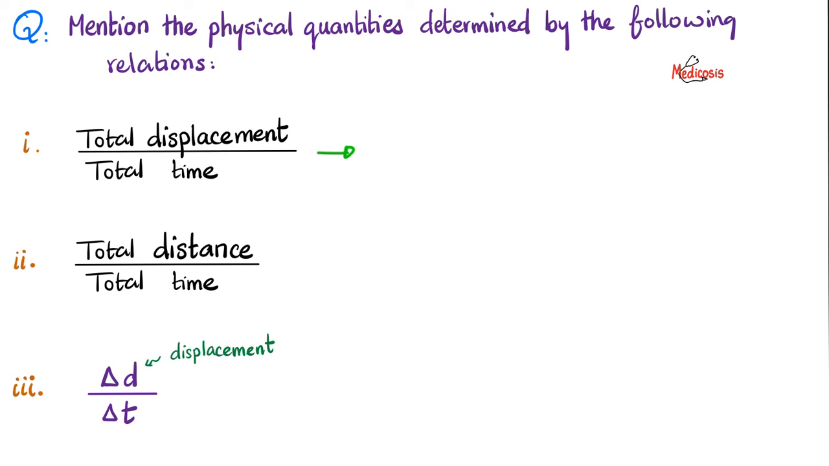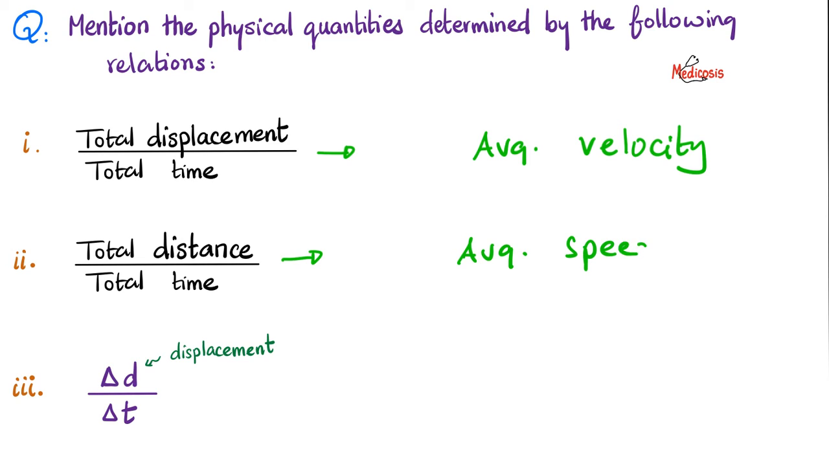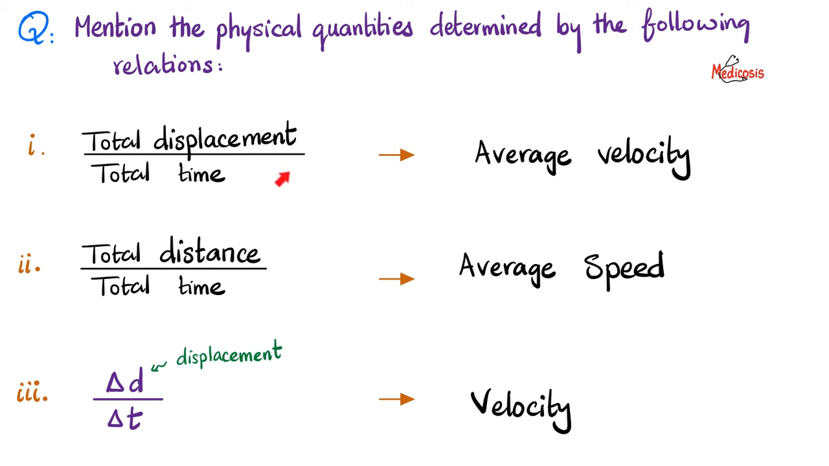If it's total displacement over total time, then this is my average velocity. How about total distance over total time? That's the average speed. Okay, how about delta displacement over delta time? That's just good old velocity. This is very important. Please take a moment to pause and review.